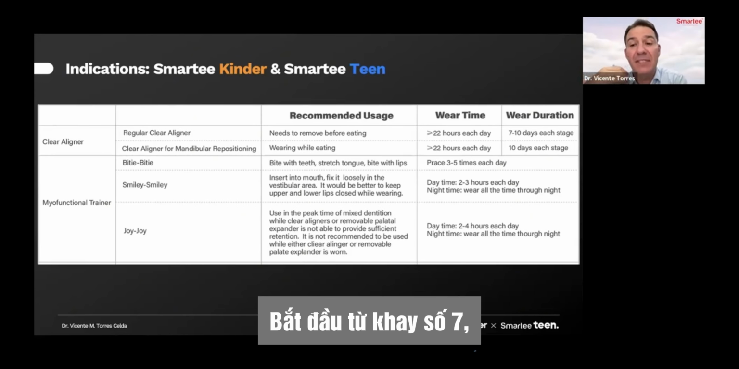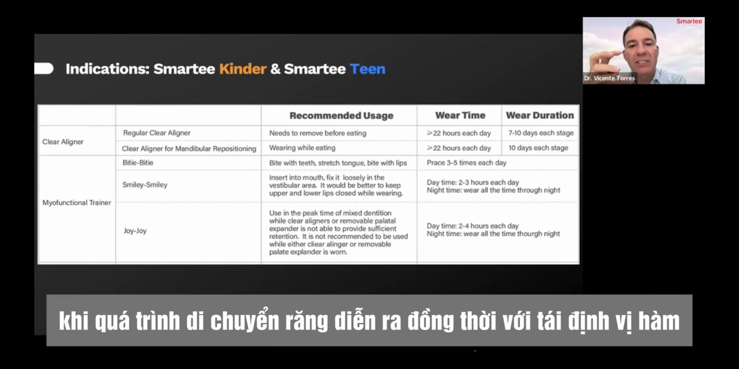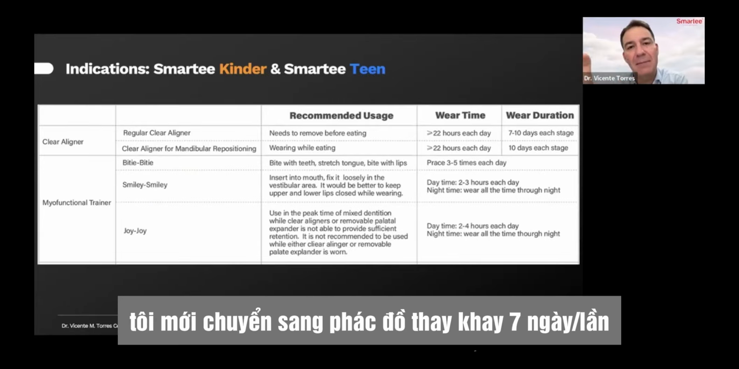When you start aligner number 7, that is when you start to move the mandibular advancement and, at the same time, start to move the teeth. So at that time, I start to change the aligners every 7 days.